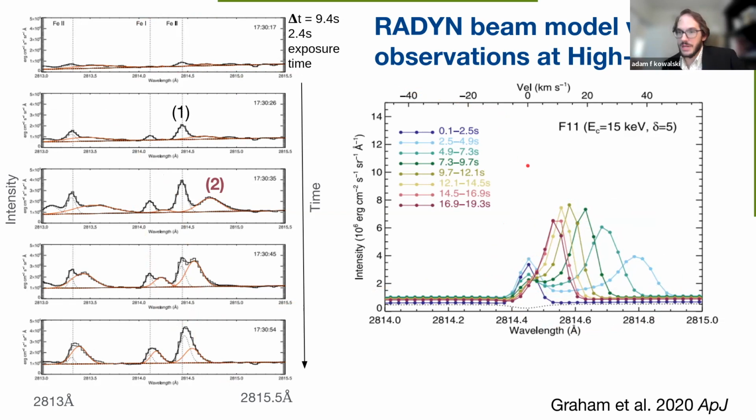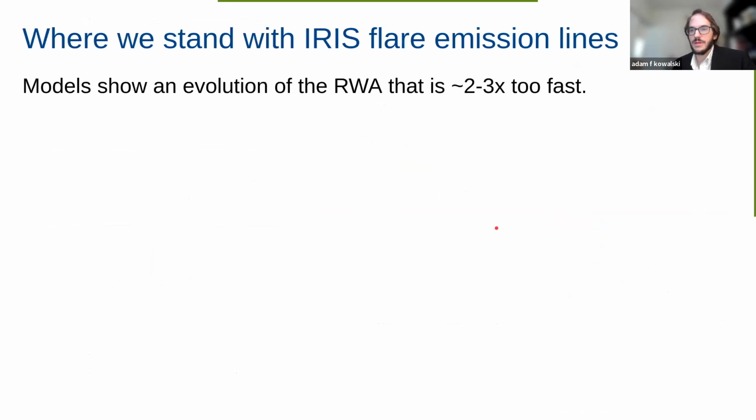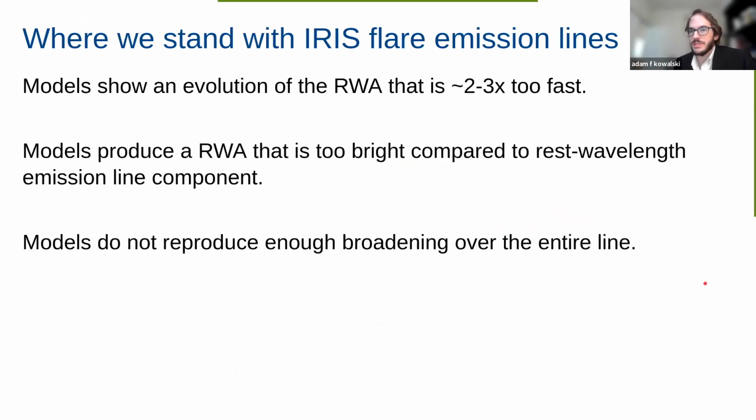And third is the broadening of the line. The redshifted component extends all the way out to 2815 angstroms and is very broad, whereas in the model, it only goes out to 2808.9. So we've done some quantitative comparisons and we're seriously lacking in the broadening of this emission line in these and other flare models. So in summary, we have these three discrepancies. The evolution of the model is too rapid.